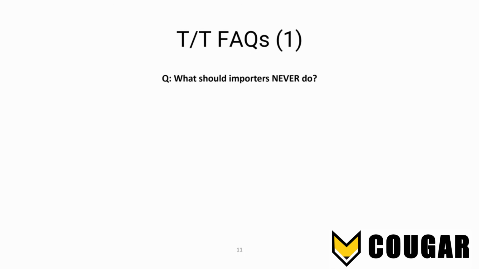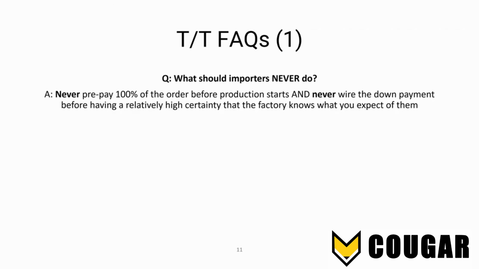So we'll just finish off with some FAQs about TT payments. Perhaps common sense this one, don't prepay 100% of the order before production starts, and also don't wire a down payment before you are sure that the supplier knows what to do and is able to produce your goods.